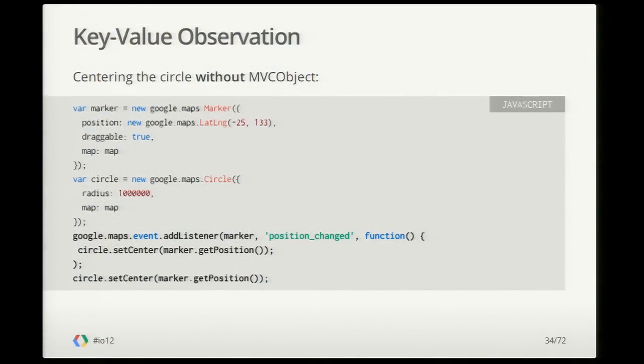So that is an example of key value observation. Key value observation is when one object is monitoring a property of another object and updating its own state to reflect that. So we can implement this marker and circle following each other using an event listener on the marker, adding a listener to listen to changes to the marker's position, and then updating the circle center to match that of the marker. This is a one-way binding. If the circle changes its position for whatever reason, the marker will not move with it.